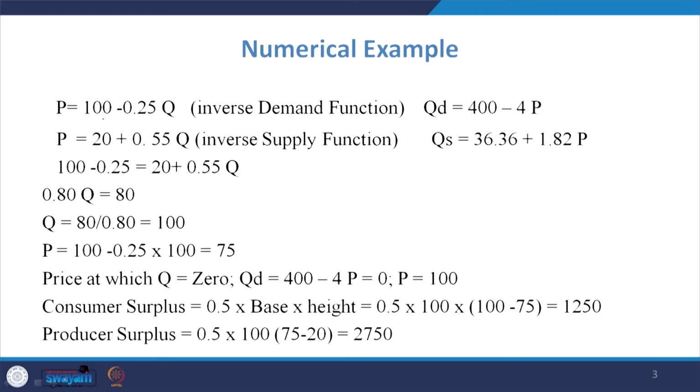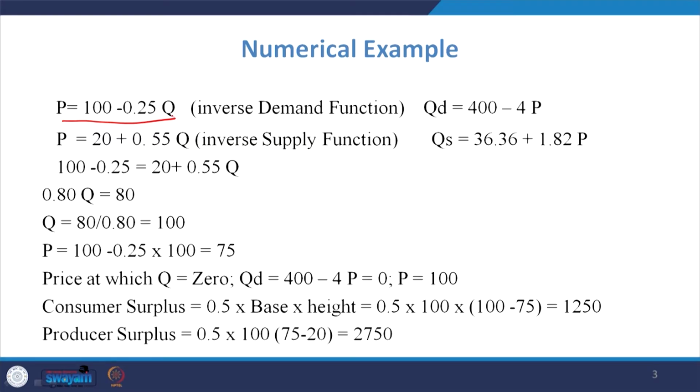Now, from this you can also know the slope of the demand curve. When you have a linear demand curve, if you differentiate this function, del P divided by del Q, you will get minus 0.25, that is called the slope of the demand curve. Since there is a minus sign, the demand curve has a negative slope, indicating the inverse relationship between the price of the product and quantity demanded.